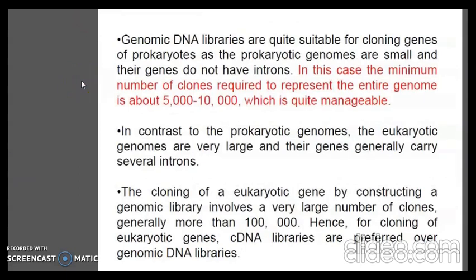Genomic DNA libraries are quite suitable for cloning genes of prokaryotes, as the prokaryotic genes are small and do not have introns. And in this case, the minimum number of clones required to represent the entire genome is about 5,000 to 10,000, and it is quite manageable.